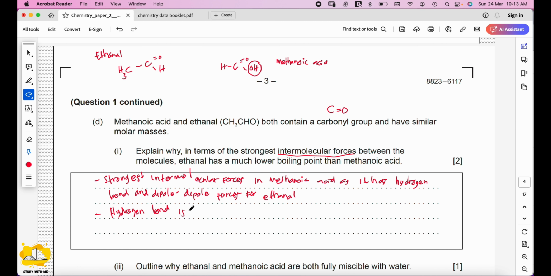is stronger than dipole force. So methanoic acid has higher boiling point, because it mentioned boiling point. So you need to have these two reasons to get 2 marks.